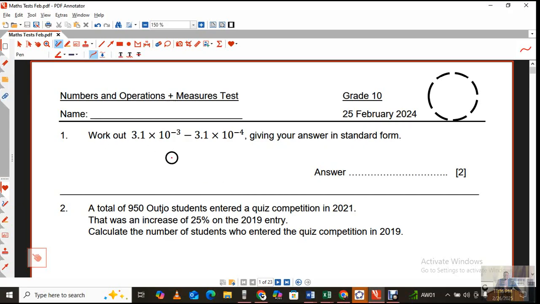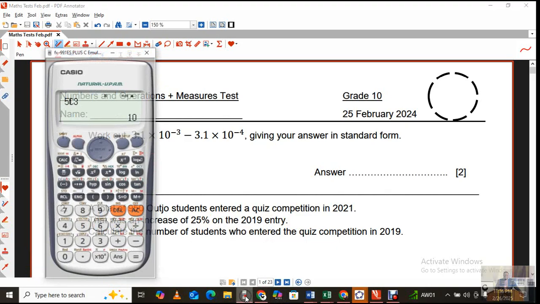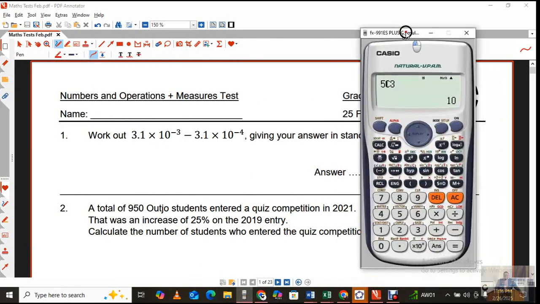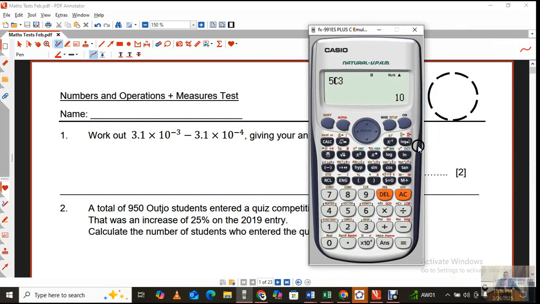The first question obviously is some numbers that are given in standard form, also known as scientific notation. You can actually go ahead and use your calculator for this because you are allowed to use a calculator. So you can have 3.1 times 10 raised to the power of negative 3, and we're going to subtract that from 3.1 times 10 raised to the power of, is it negative 4? Because it's negative 4 power, that's a smaller number.